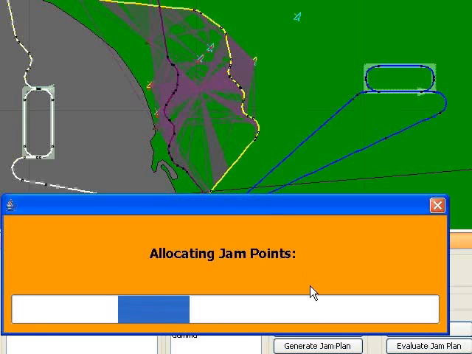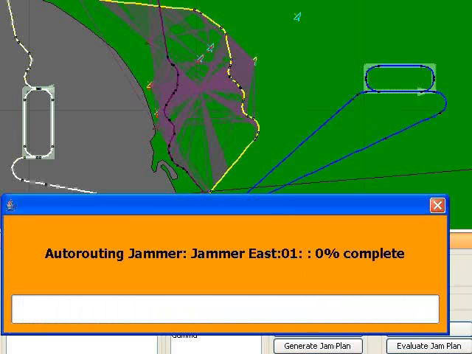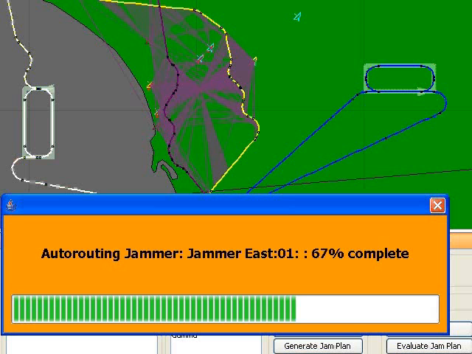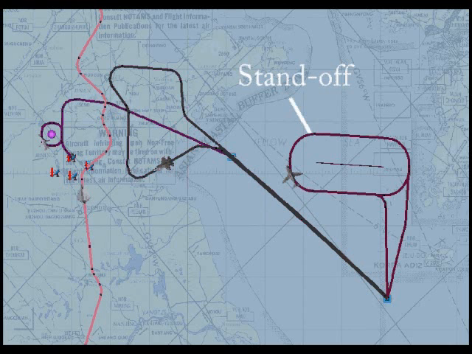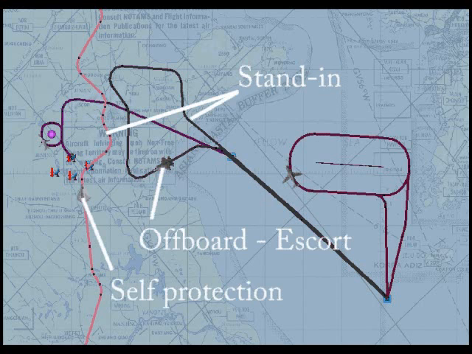The third use of STEAM is to generate EA platform routes. STEAM is able to generate routes for stand-in, close-in, and decoy jamming. STEAM routes place the EA platform into geometries that can effectively suppress threats. Stand-in jamming can either be on board the protected entity, in which case it is known as self-protection, or it can be off-board, in which case it is known as escort jamming.